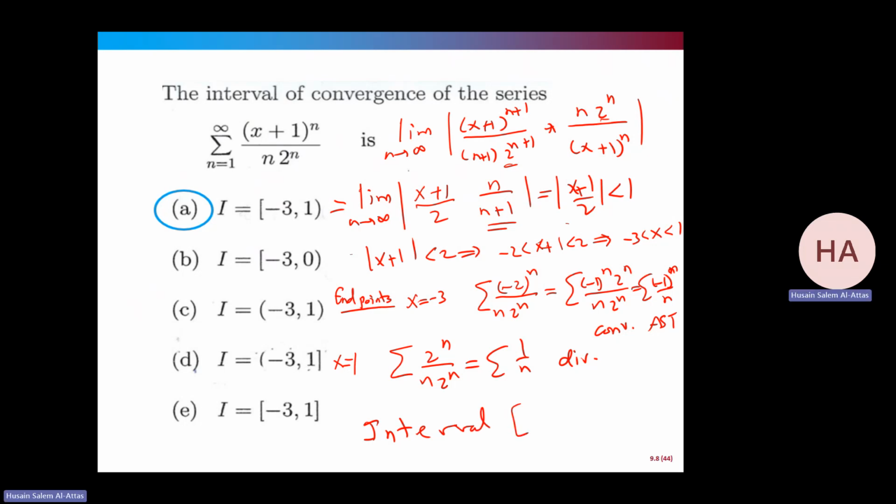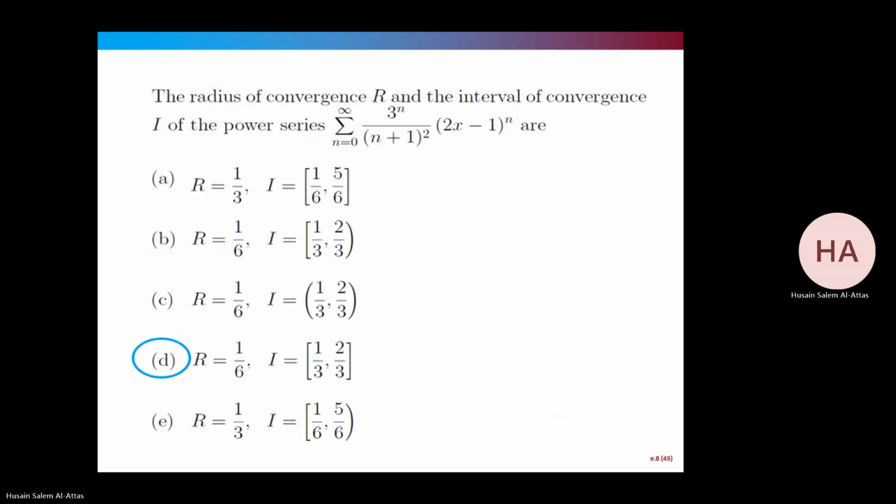So it's the interval. It will be closed at minus 3 and open at 1. This one. The radius, you want R and I. You want both of them. And also he has fractions. Okay, we'll go with it.